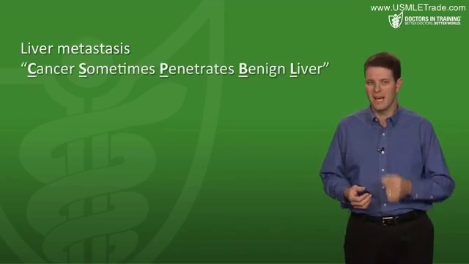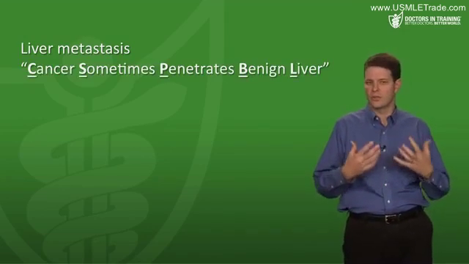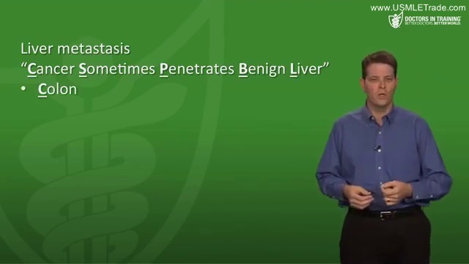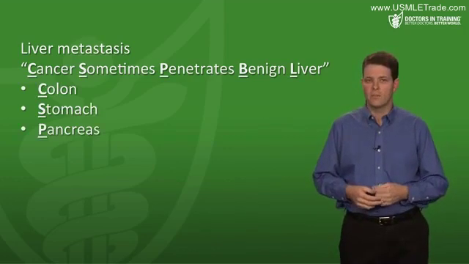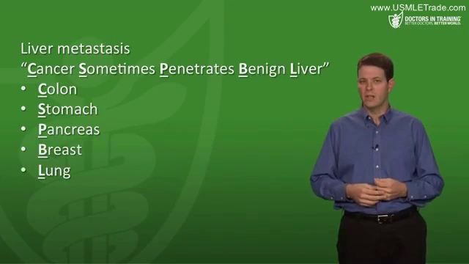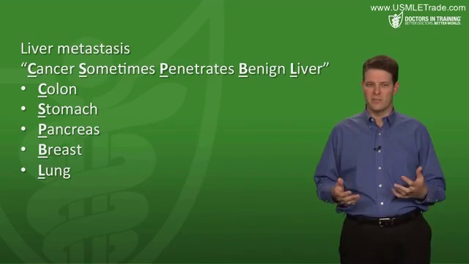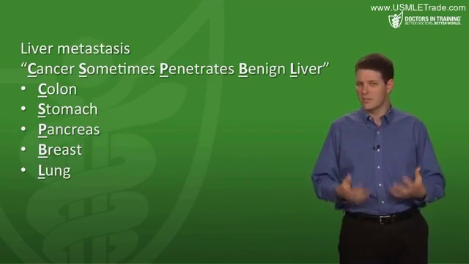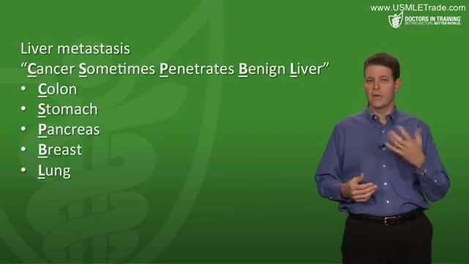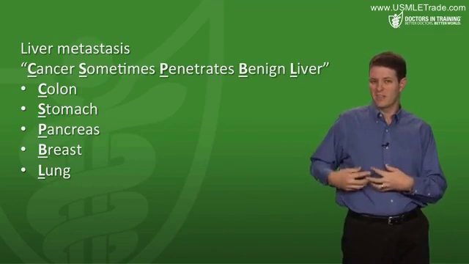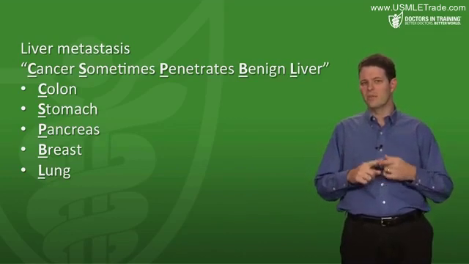Start with the liver. Our mnemonic for the common cancers that cause liver mets is cancer sometimes penetrates benign liver. I love it when mnemonics relate to what you're trying to remember. Cancer sometimes penetrates benign liver. So the C is for colon, the S is for stomach, P is for pancreas, B is for breast, and L is for lung. Now we're going to see breast and lung cancer metastasizing to all these different sites because they're very common tumors. They tend to turn up in lots of other places. But think about the organs that drain to the liver. The colon drains to the liver, the stomach drains to the liver, and the pancreas is right there next to the liver. So cancer sometimes penetrates benign liver.